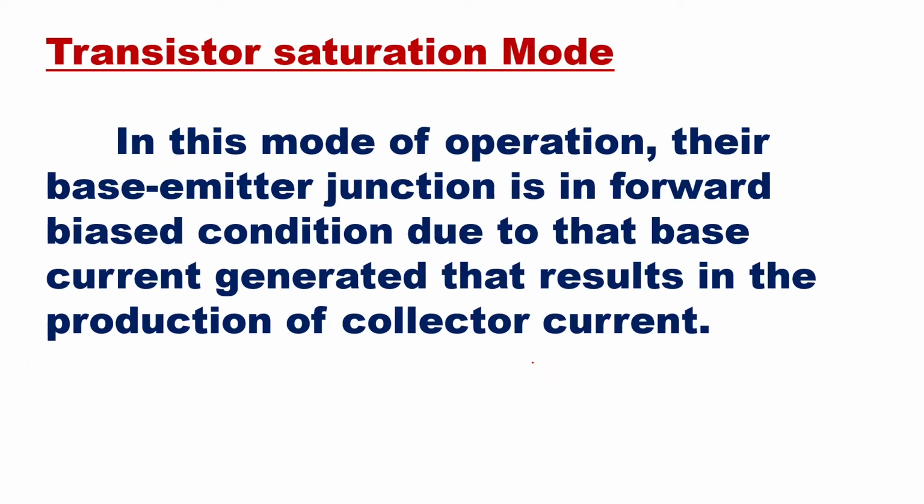Then what is the transistor saturation mode? In this mode of operation, the base emitter junction is in forward bias condition. Due to that, base current is generated that results in production of collector current, and in that case the transistor is going to act as a closed switch.